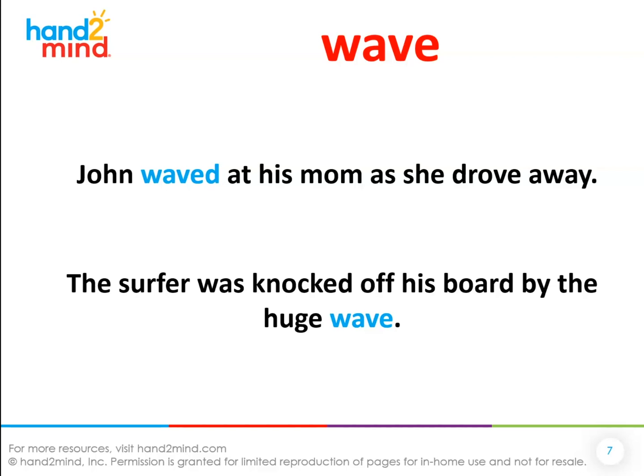In the first sentence, the word waved means to move your hand back and forth like you're waving hello or goodbye to somebody. But in the second sentence, the word wave doesn't mean that. In the second sentence, the word wave means a huge wave of water in the ocean, something that would knock a surfer off of their board. So the word wave, again, is used in both sentences, but it means two completely different things.